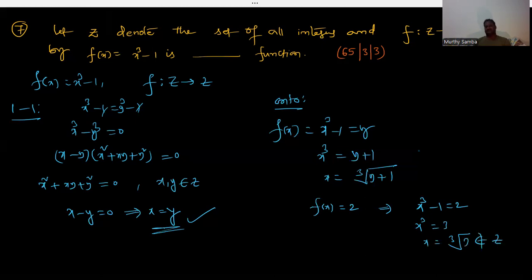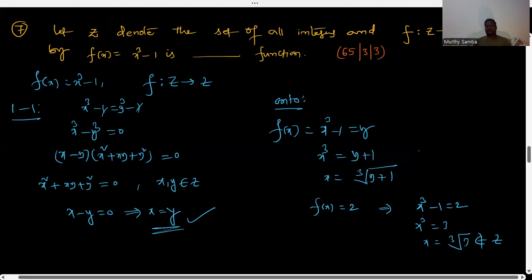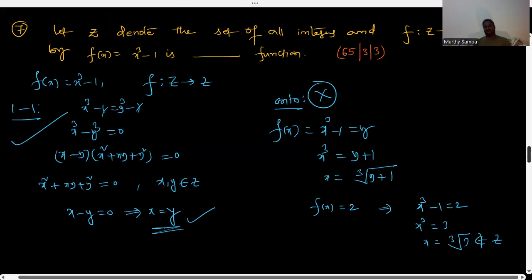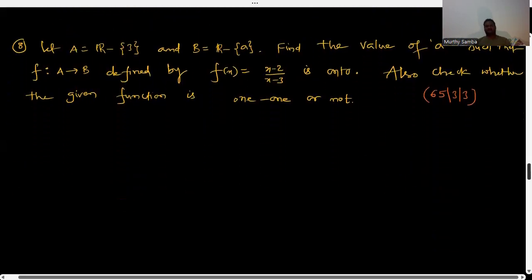It is not possible. What does that mean? You can map only cube numbers, means the perfect cubes in the codomain. So what about the numbers which are not perfect cubes? They will not be mapped. It means range is not equal to codomain. Therefore, it is not onto function. Therefore, it is a one-to-one function, but not onto function. Right? Fine. Coming to the eighth problem.